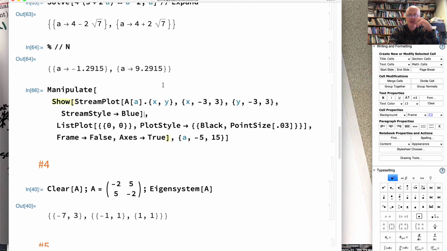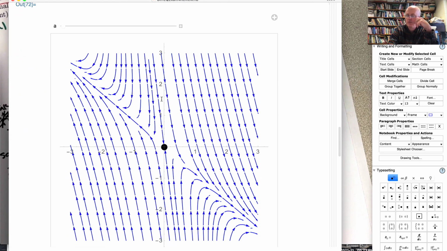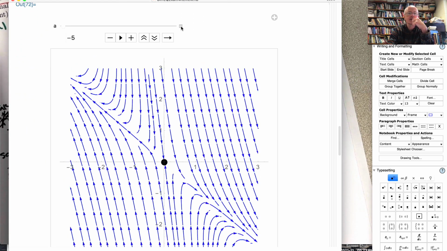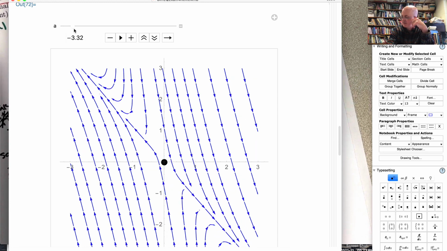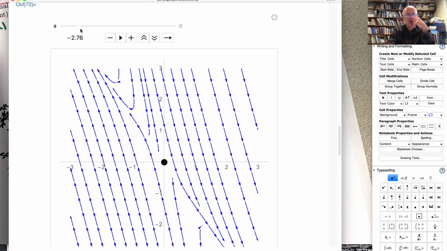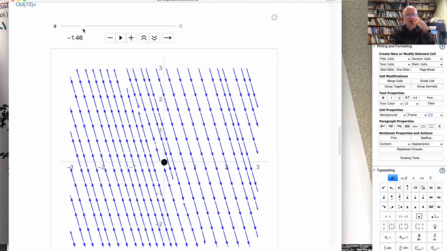Here's an animation of the stream plot, which shows solution curves for this problem we're looking at right now. As a increases, starting at -5, you can see the origin as a saddle point. As a crosses -1.5, it very briefly converts to a real sink. It's tough to tell that's a real sink, but it is.